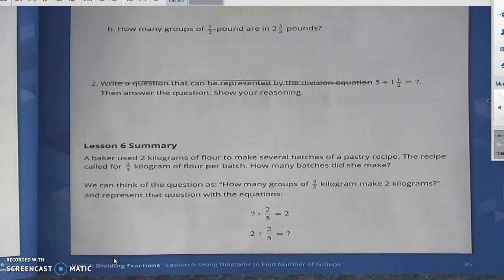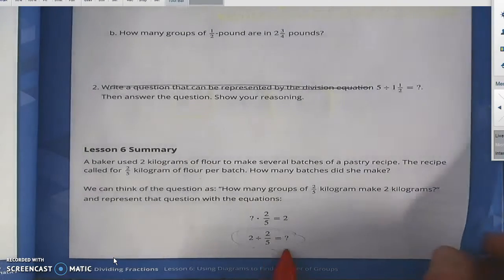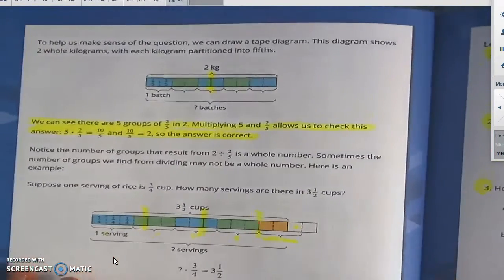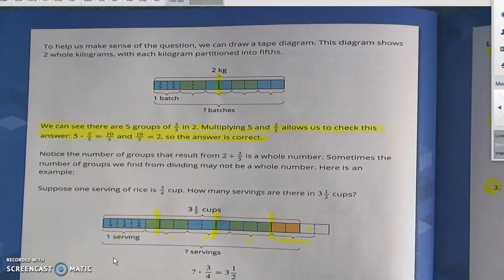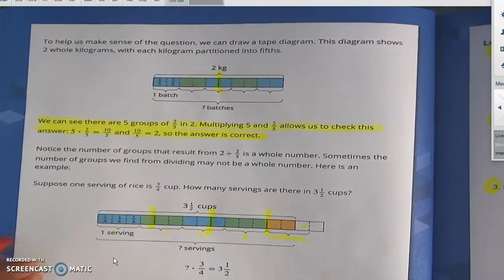Bottom of page 35. A baker used 2 kilograms of flour to make several batches of a pastry recipe. The recipe called for 2/5 of a kilogram of flour per batch. How many batches did she make? We can think of the question as how many groups of 2/5 kilogram make 2 kilograms. And what that's saying is that's really doing 2 split into groups of 2/5 equals question mark. So to help us make sense of the question, we can draw a tape diagram.